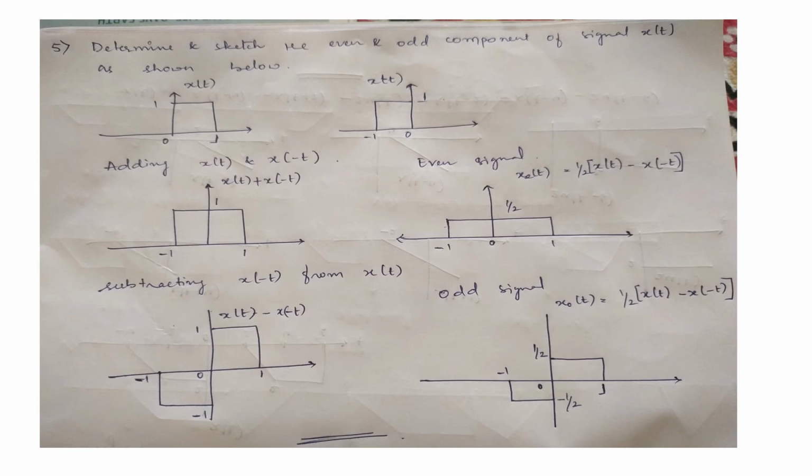Then the time scaled version is given, and I have to subtract x of minus t from x of t. The signal is given and I have to find out the odd signal. That means I have to scale it by half. So the final graph is given for the odd signal.